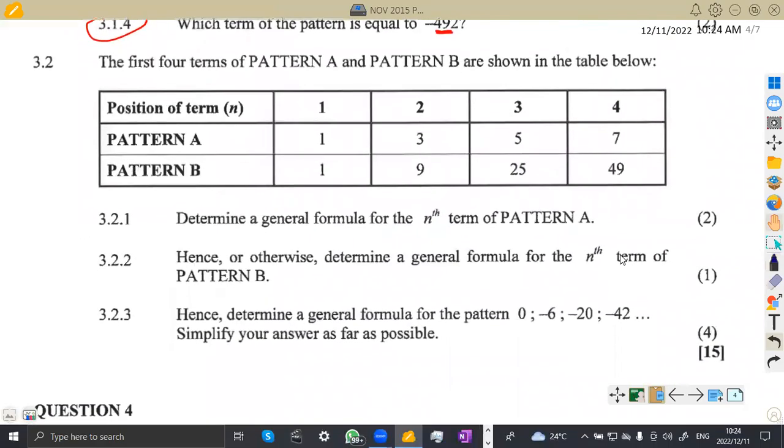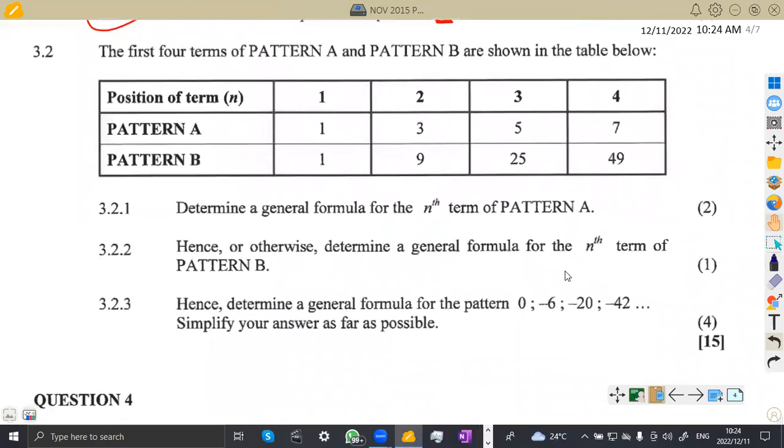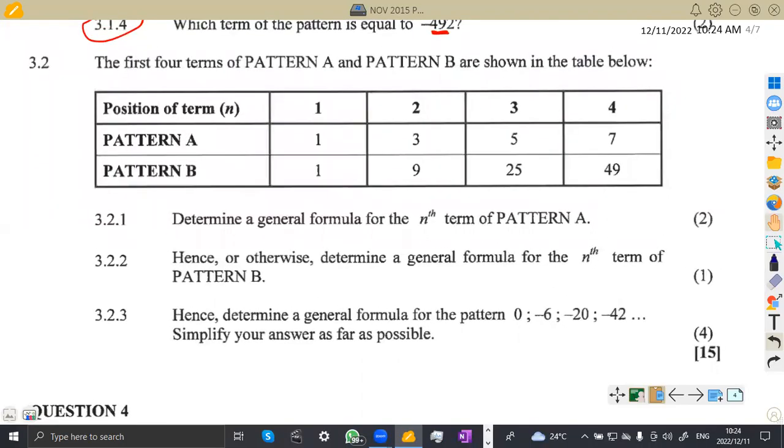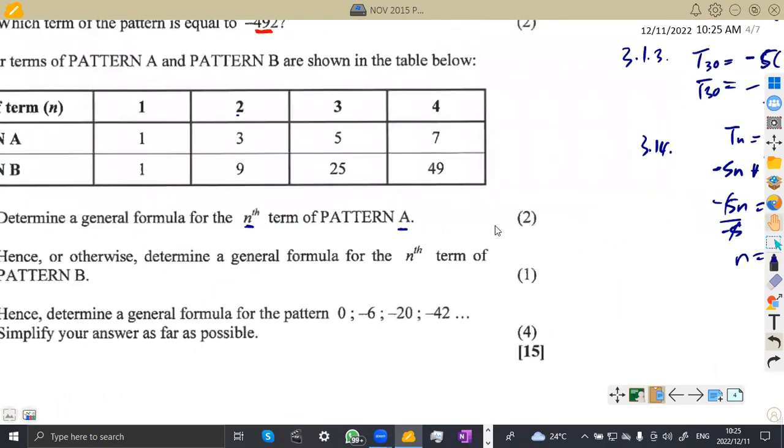On 3.2, we are now given the first four terms of pattern A and B are shown. So we are given the position of n, the first term, second term, third term. So these are the pattern. Determine the general formula for the nth term of pattern A. So we are given pattern A. What is the general formula that we can use on pattern A?